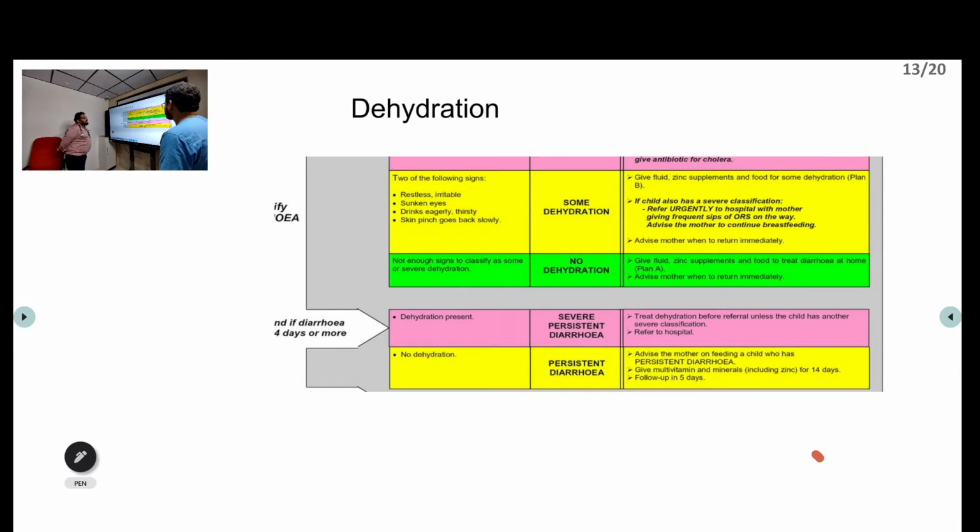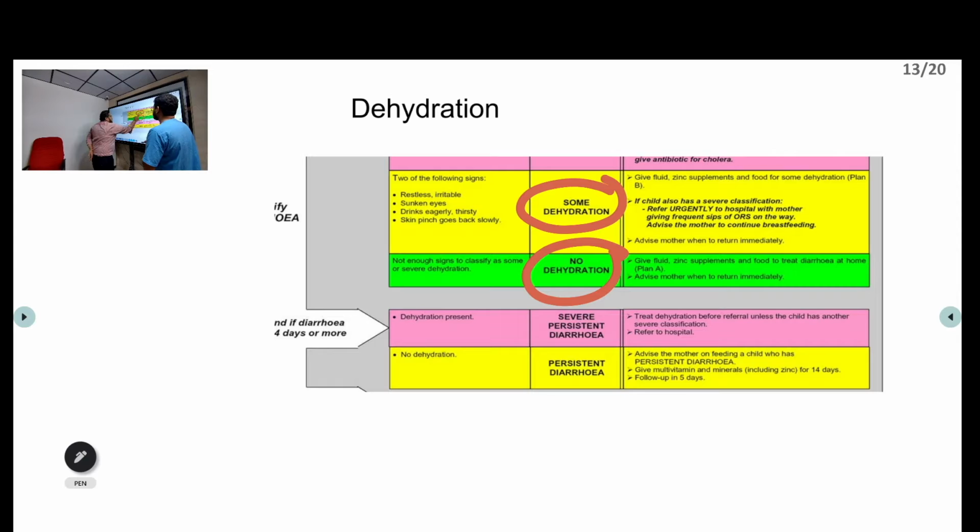Then coming to classification of dehydration. Initially, we classify dehydration as no dehydration, some dehydration, and severe dehydration. Basically, in the ER department, we have to identify no dehydration, some dehydration, severe dehydration. In the history itself, we can tell: if the child is alert, it is no dehydration. If the child is irritable and thirsty, it is pointing towards some dehydration. And if the child is lethargic, it points towards severe dehydration.